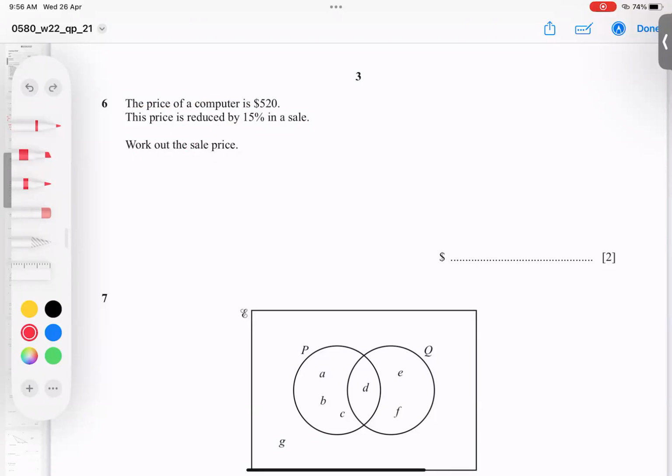Okay, so it means I'm looking for a reduction. So $520 I will take as the full amount. Full means percentage, full is 100. So 100 is called the full amount, and I'm looking for a 15% reduction and the sale price. So out of 100, if you subtract 15%, I get 85%. So 85% is equal to what price?